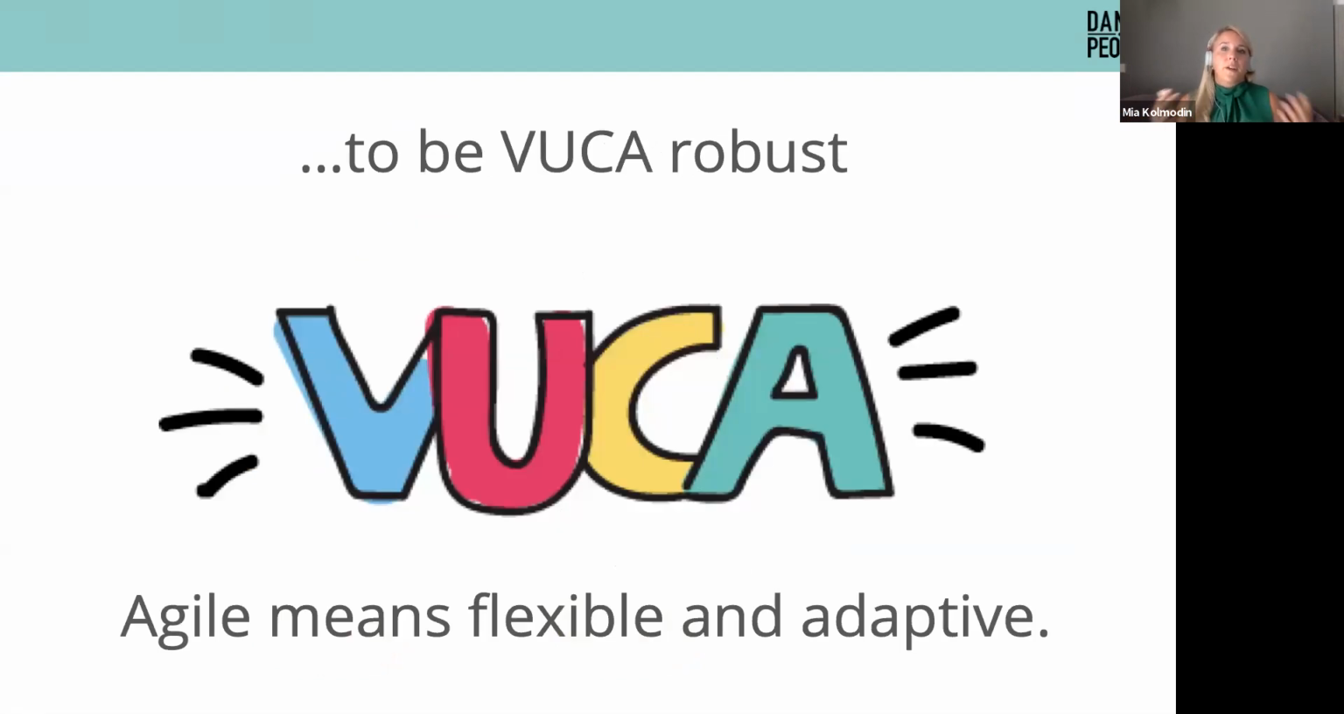And to be VUCA robust. So having the capability to handle complexity and ambiguity and new things happening along the way, and high speed in the environment. And Agile means flexible and adaptive. So Agile really helps us to handle VUCA.